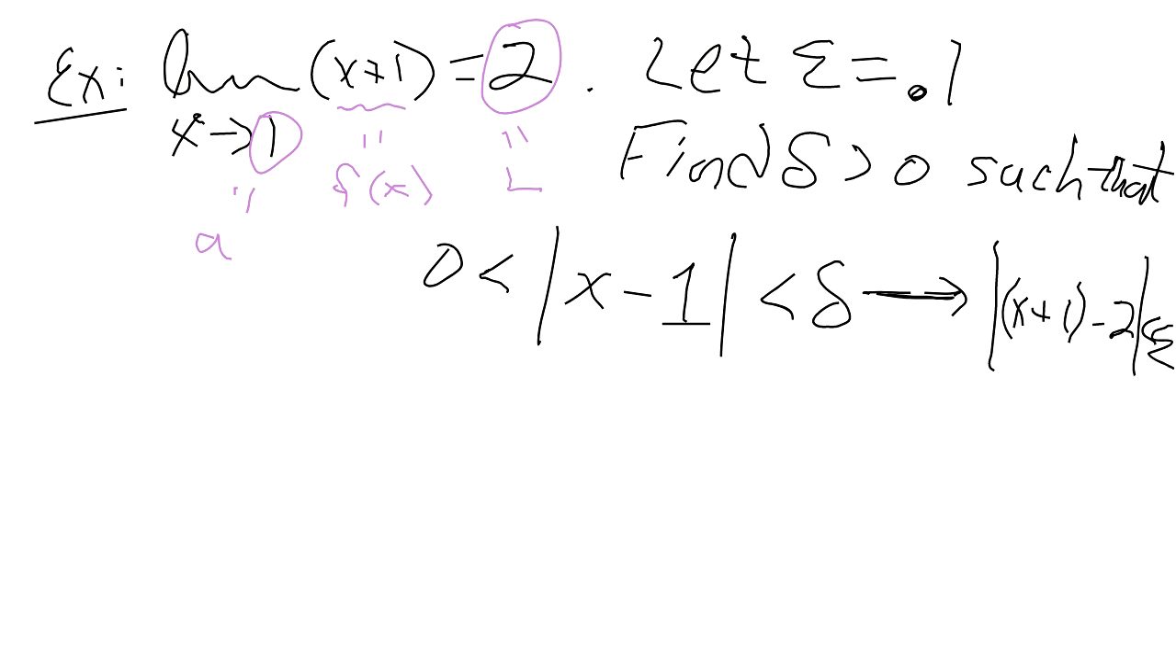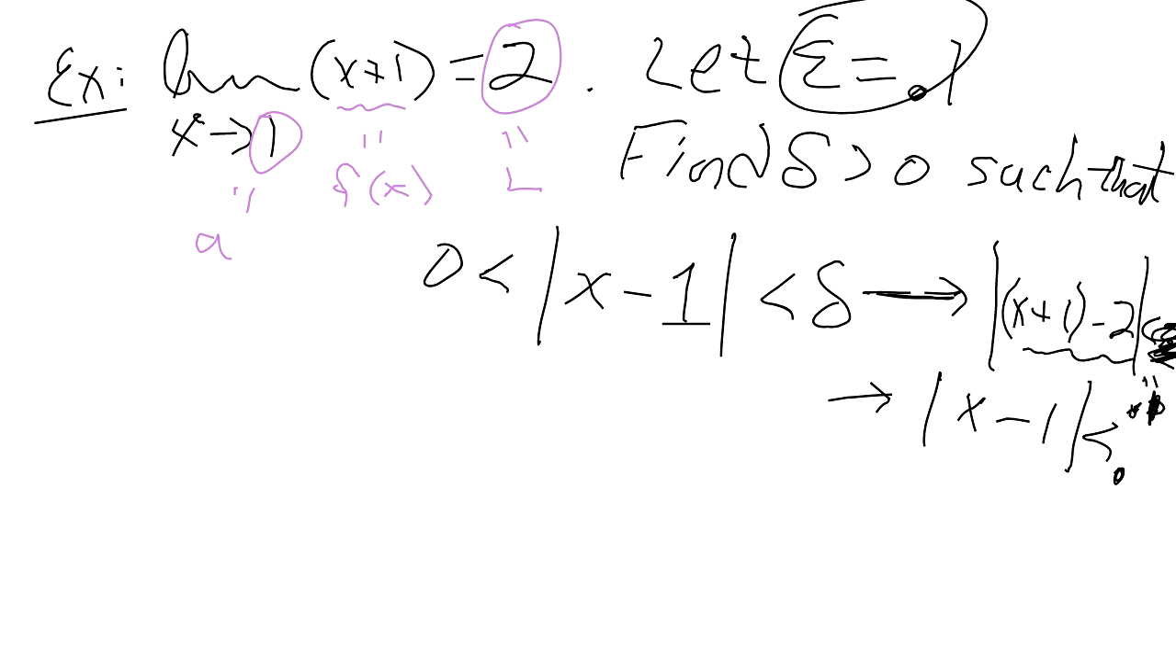Anyway, so then what is that? We're just going to keep working with the right side. So this right side says, if I simplify this, that x minus 1 is less than epsilon, but what's epsilon? That was given. So this equals 0.1, right? I could have just written 0.1 instead of epsilon because that was given. So the absolute value of x minus 1 has to be less than 0.1.